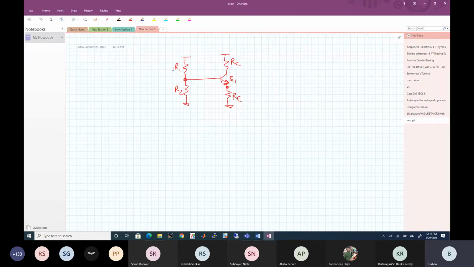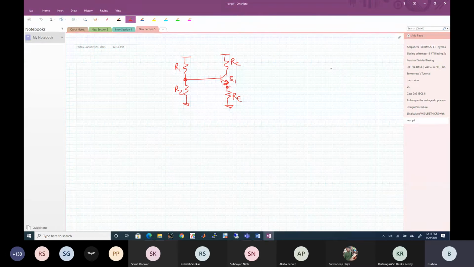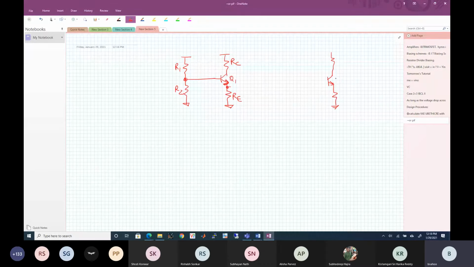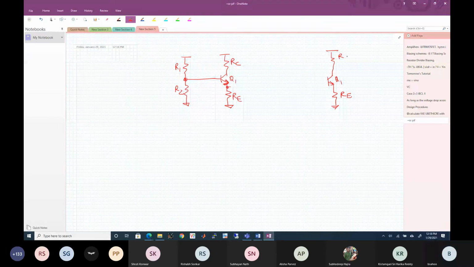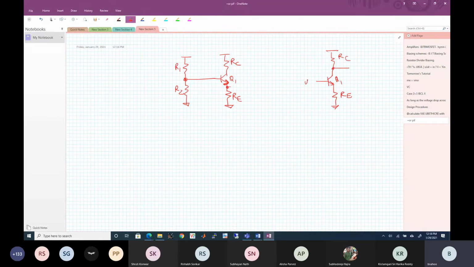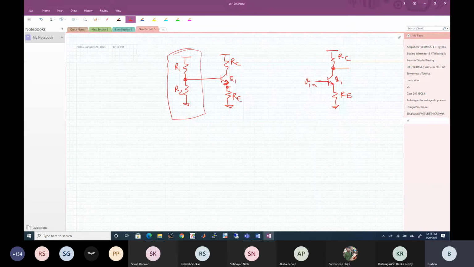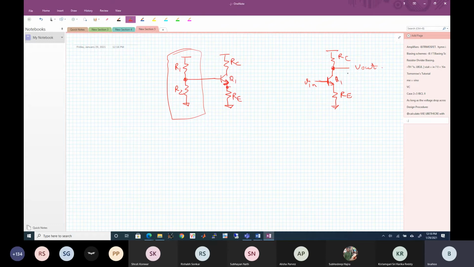Do I need to draw this? Or if I tell you to find out the gain of this amplifier, what will you do? You would ideally try to draw the small signal model of only this one, right? And say that V in is applied here, because that is what is actually of relevance, because this part is generating the bias. So V in is applied here and you get V out. I'll tell you, find out the gain of this amplifier.